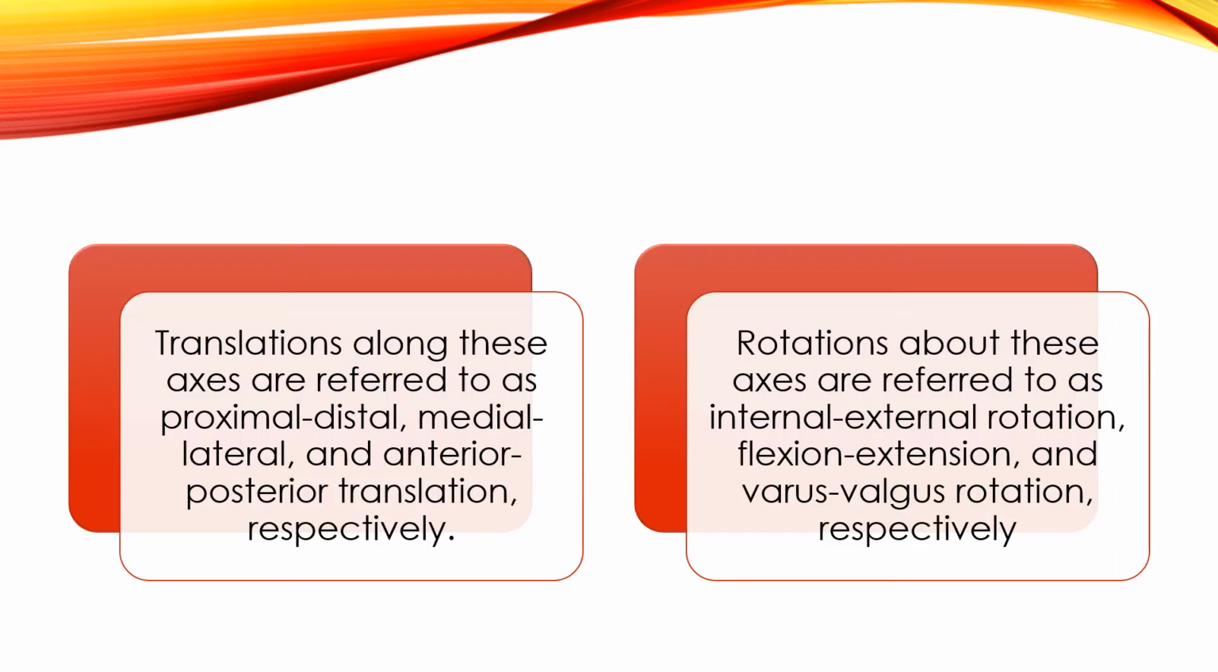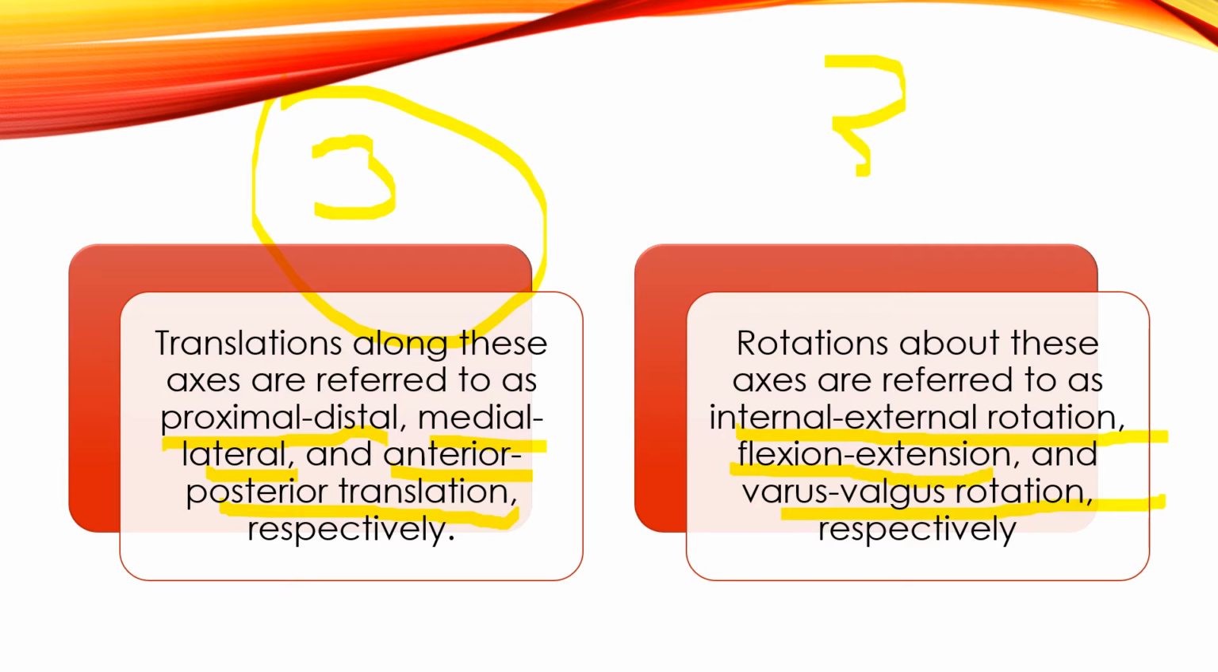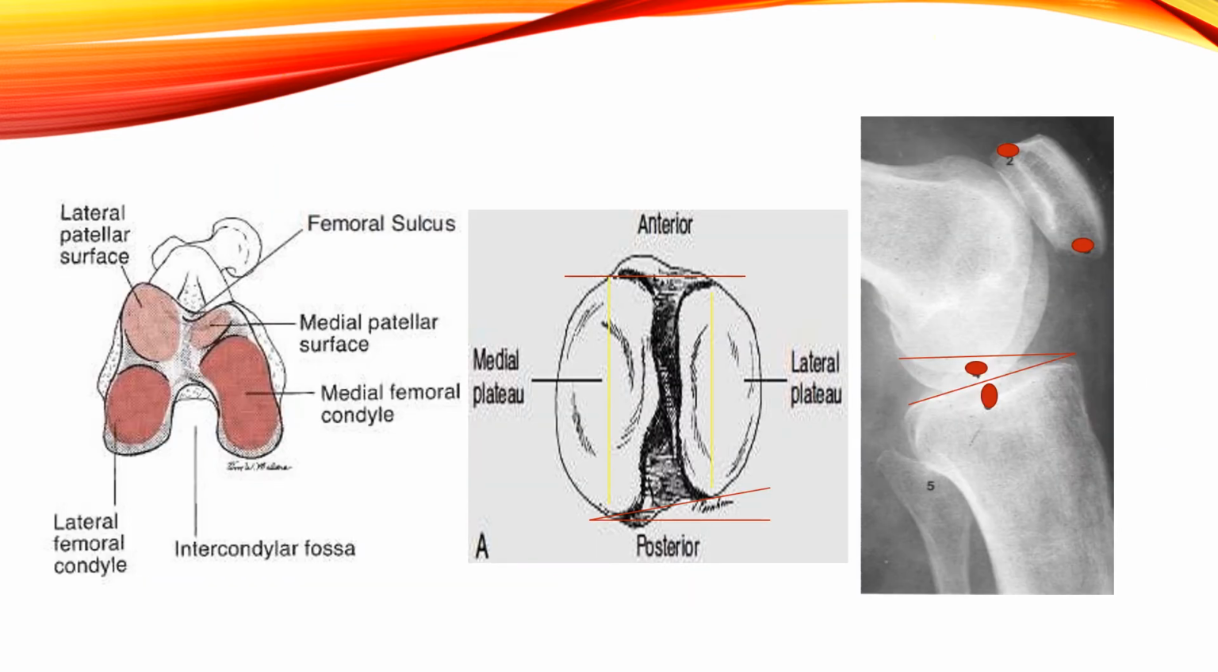In translation, we have proximal and distal translation, medial and lateral translation, and anterior and posterior translation. So total 3 in number. In rotation, we have internal external rotation, flexion extension rotation, and varus and valgus. So total 3. As I told you in the previous slides, 6 degrees of freedom: 3 translation and 3 rotation.